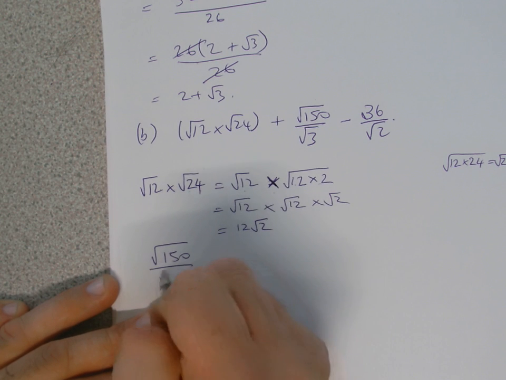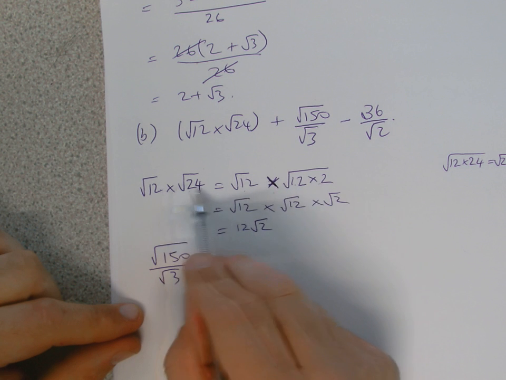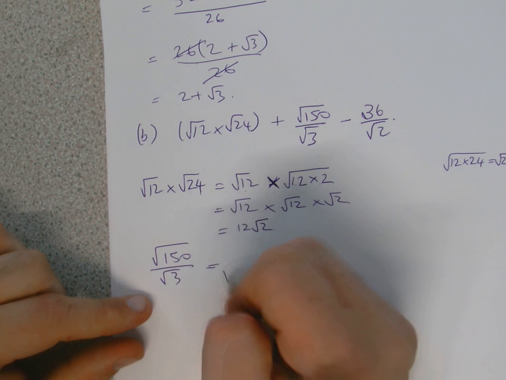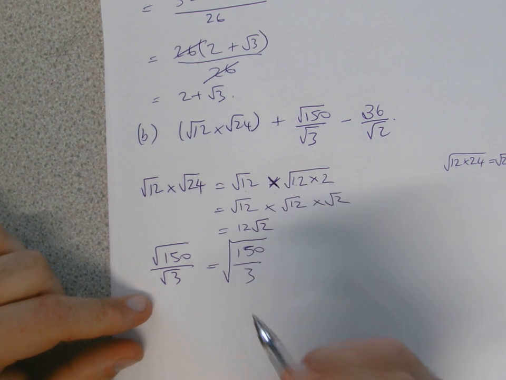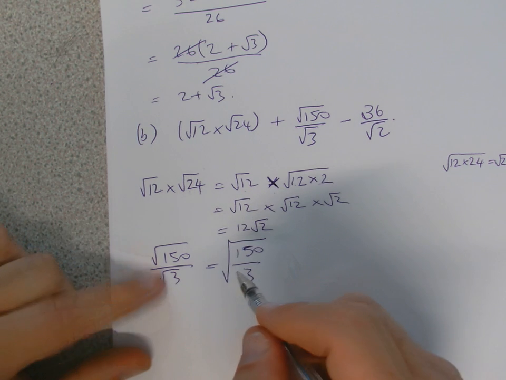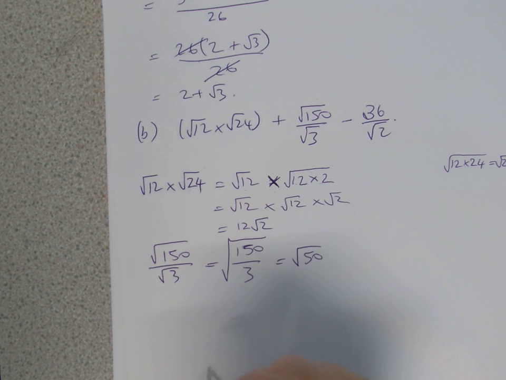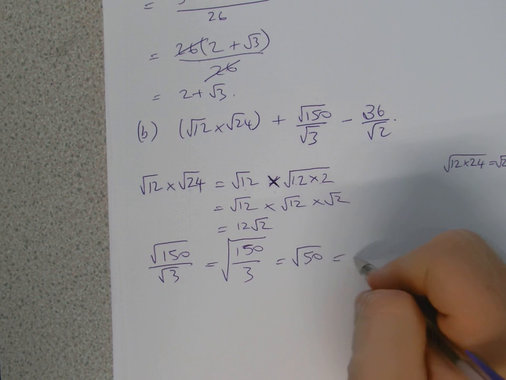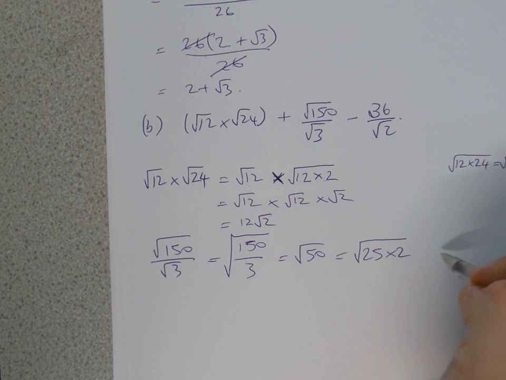The second part, now what's great, rules of surds, just like with multiplying, you can put it under 1 square root. With dividing, you can put it under 1 square root. So that becomes 150 divided by 3. You can put it under 1 square root, because they're both square roots here. And that becomes square root of 50, because 150 divided by 3 is 50. And then just think of two numbers, one of them square, of course 25, isn't it? 25 times 2. So that becomes 5 root 2.